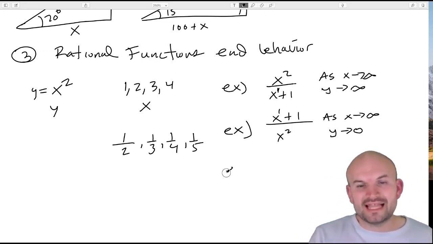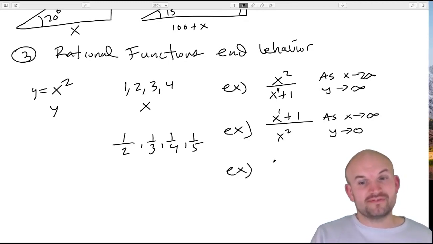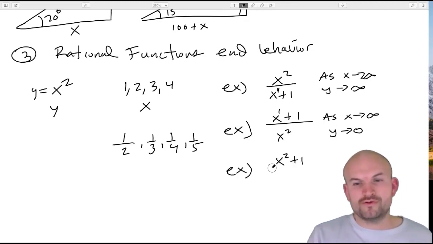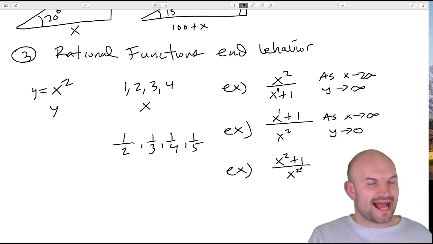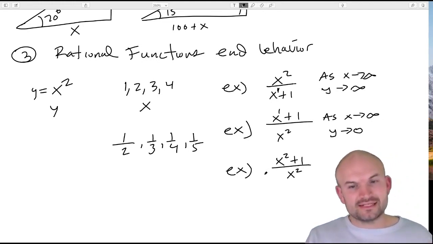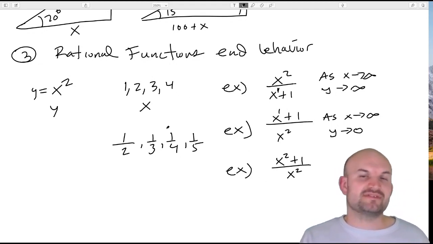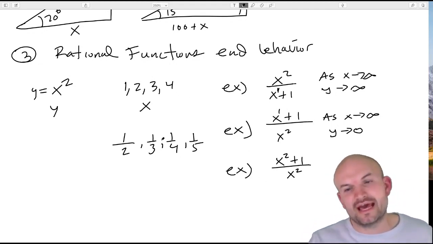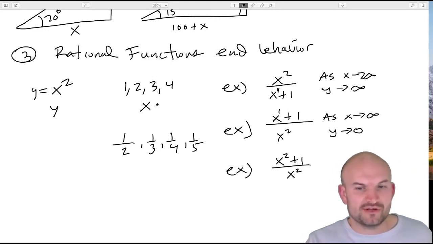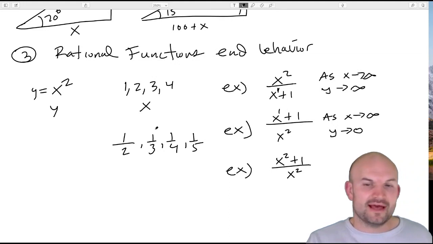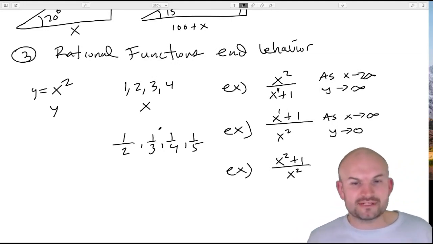And then the last example that we talked about is what if the degrees are actually the same? What if this was x squared plus 1 over x squared? What would actually happen here, right? If you just keep on plugging in numbers, for instance, 4, that's going to be 17 over 16. And then let's do 3, so it'd be 10 over 9. And you keep on getting larger and larger numbers.